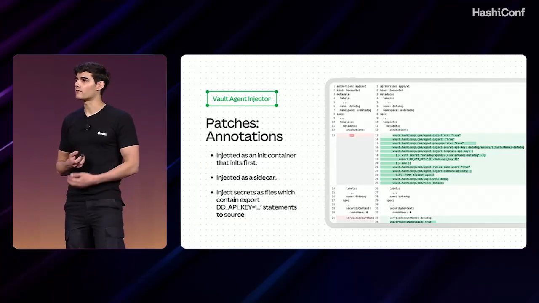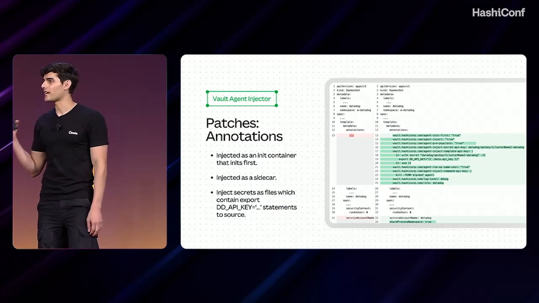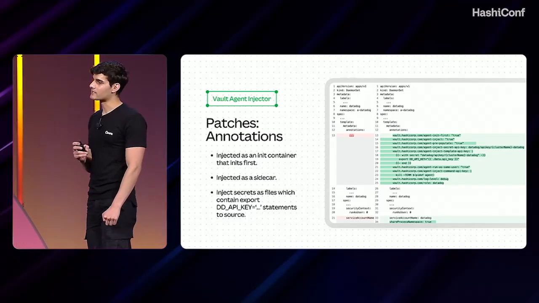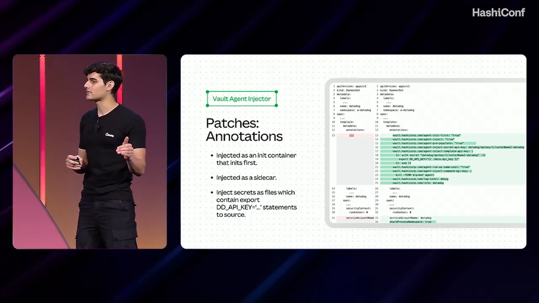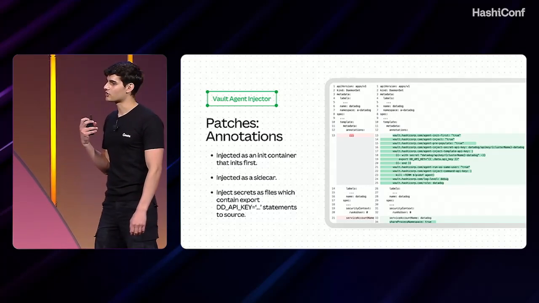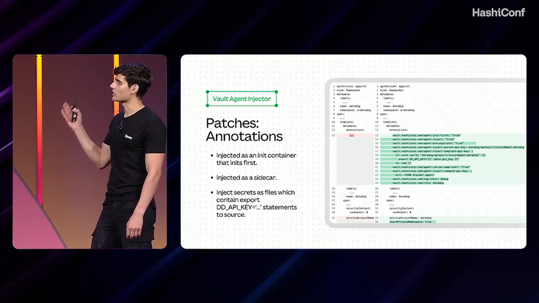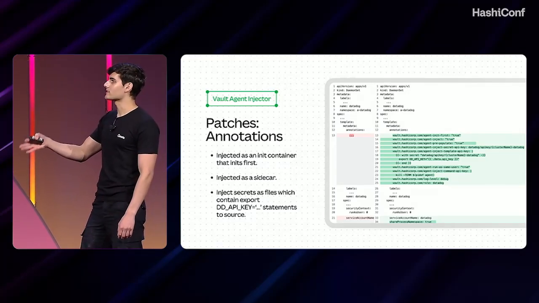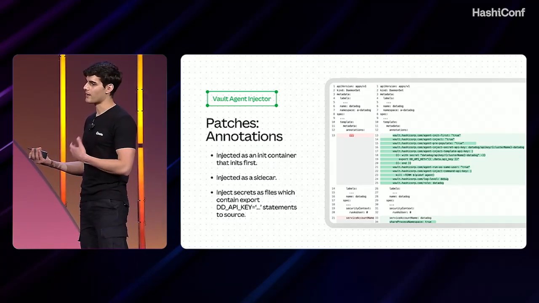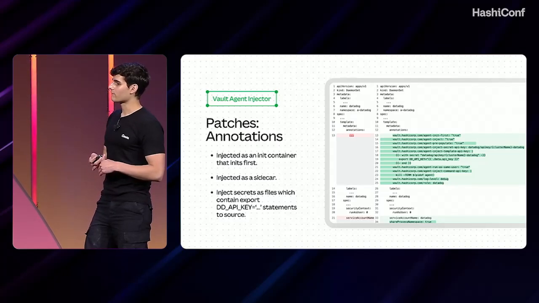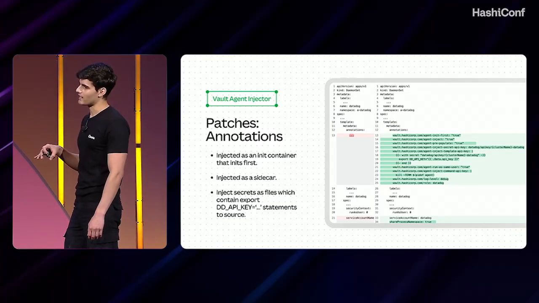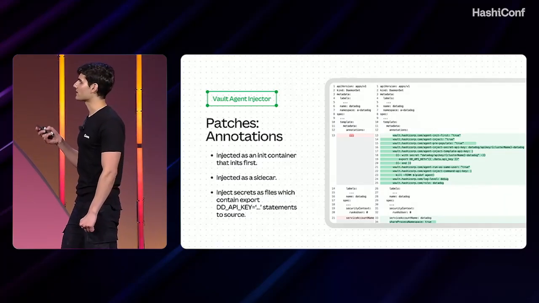We started by patching the Datadog agent daemon set to include the agent inject and agent pre-populate annotations, as you can see on the screen, that are necessary to have the Vault Agent injected as an init container and as a sidecar. You'll see that we've got the agent init first annotation included to ensure that the Vault Agent is injected as an init container, which initializes before any of the other init containers so that we can make secrets available to them. Vault Agent's templating functionality is also used to inject secrets as files which contain export statements, as you'll see with the agent inject template.